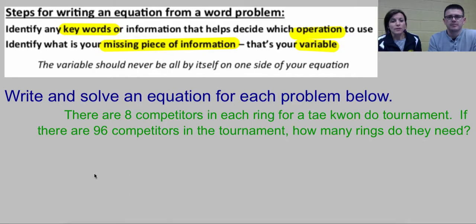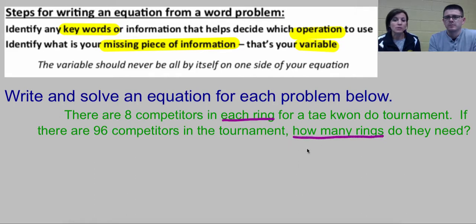First example, there are 8 competitors in each ring for a Taekwondo tournament. If there are 96 competitors in the tournament, how many rings do they need? So the first time we're going to go through, there are 8 competitors in each ring. We're going to highlight or underline the word each. So there's going to be 8 competitors in one ring, 8 competitors in another ring, 8 in another ring. How many of the rings do we need to get to 96?